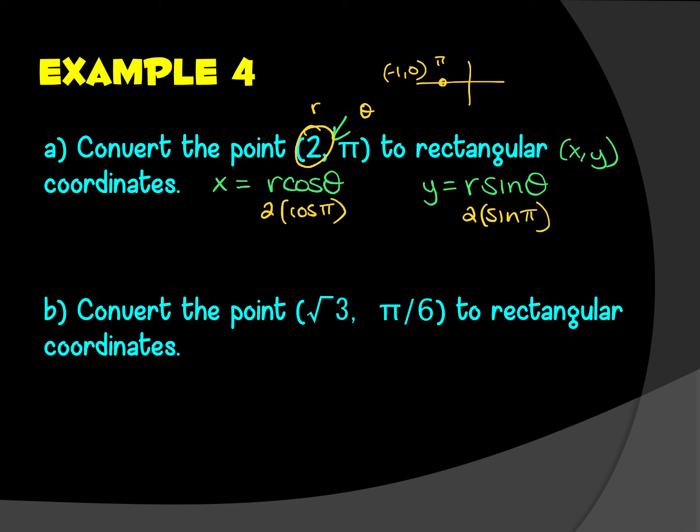What's the cosine there? -1. Good, so 2 times -1 would make this -2. 2 times 0 would make this 0. So the x, y coordinate there would be -2, 0.